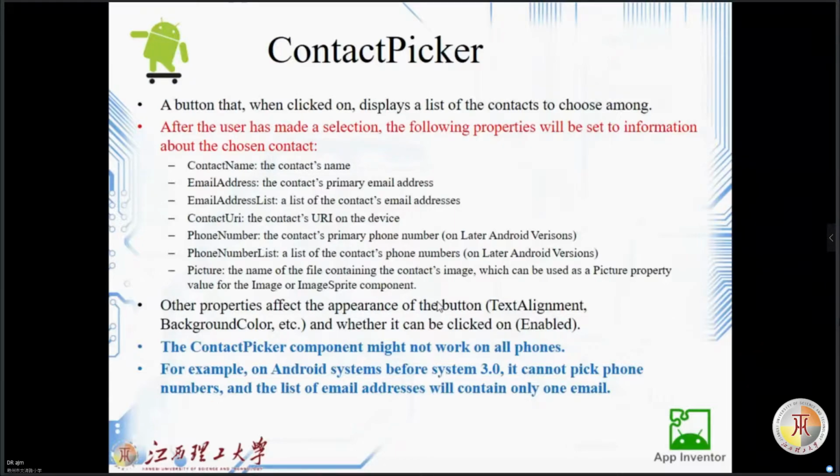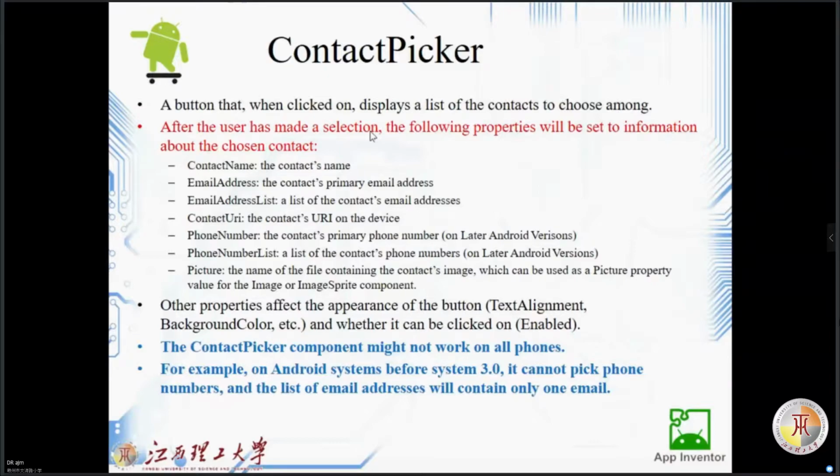After the user has made the selection, the following properties will be set with information about the chosen contact. We have contact name, email address, email list. No need to tell you what that is, you know already. Email list is the list of the email addresses. Contact URL is the URL of the contact device. Phone number list, picture, and so on are the parts related to the contact picture. And other properties affect the appearance of the button and whether it can be clicked, meaning enabled or not.